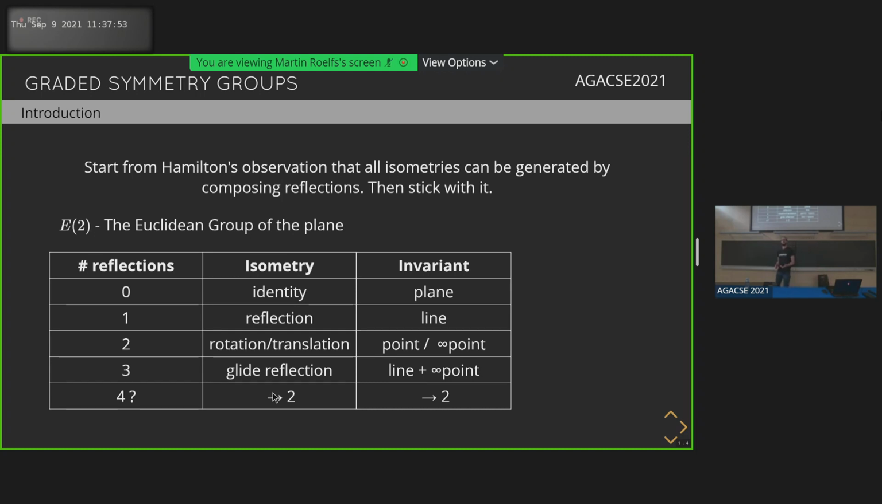With each of these isometries are associated invariants, right? So under identity, if you don't do anything, the entire plane will just remain invariant. But under a reflection in 2D, you reflect over a line. So the entire space mirrors except for that line. So that is then the invariant. And under a rotation, that's where the two lines intersect. The intersection is a point and that will be left invariant. And the glide reflection, interestingly enough, has two invariants. It leaves a line invariant, the line of the reflection, but it also leaves an infinite point invariant.